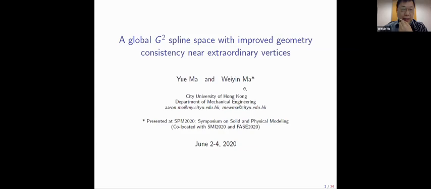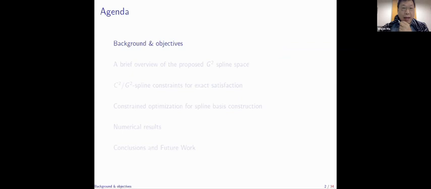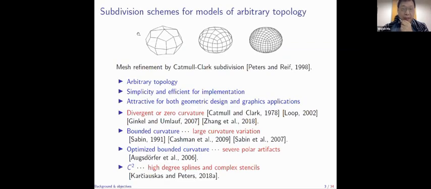So the objective of this talk is similar to the previous talk. However, we are using a different approach. For the final resulting basis functions, normally we are using Bezier basis, piecewise polynomial basis. So first of all, let me come back to a few points in connection with this talk.